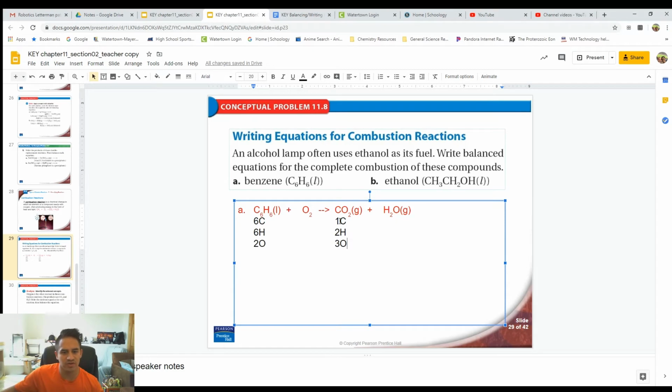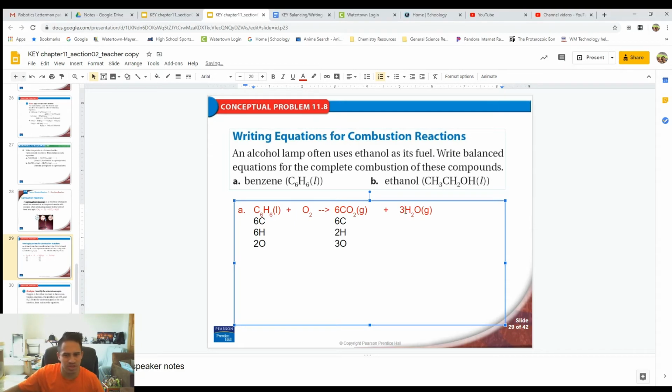In order to balance out the carbons on the product side, we need to have 6 of them. So we're going to write a 6 there. That'll give us 6 carbons. That'll change the number of oxygens as well, but we're going to count those later. So right now we're just going to ignore them. So that balances the carbons. Let's go balance the hydrogens next. We have 6 on the reactant side. We only have 2 on the product side.